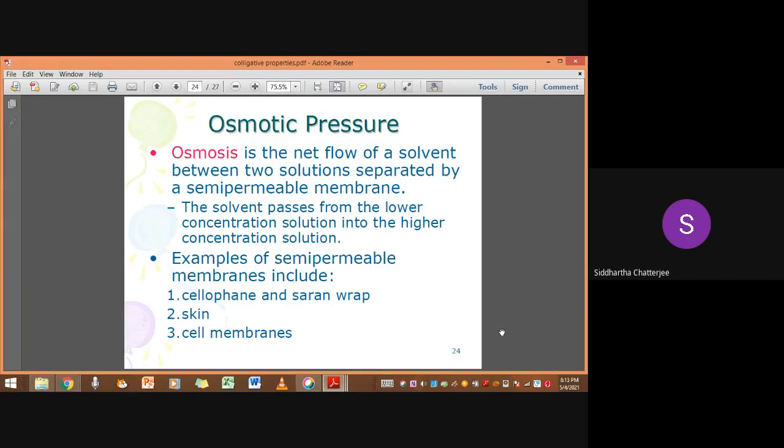And whenever there is a flow of solvent from low concentration to high concentration and osmosis is taking place, then on the high concentration side, if you apply some pressure to prevent that osmosis, that is known as osmotic pressure. Let's understand this. Osmosis is the net flow of a solvent between two solutions separated by a semi-permeable membrane. The solvent passes from the lower concentration solution into the higher concentration solution. Examples of semi-permeable membrane include cellophane and saran wrap, skin, cell membrane, like that.